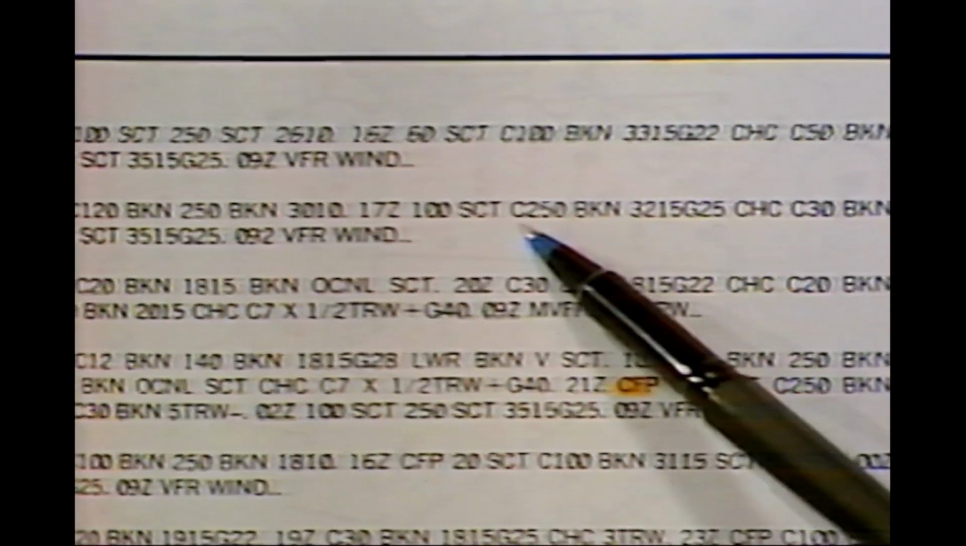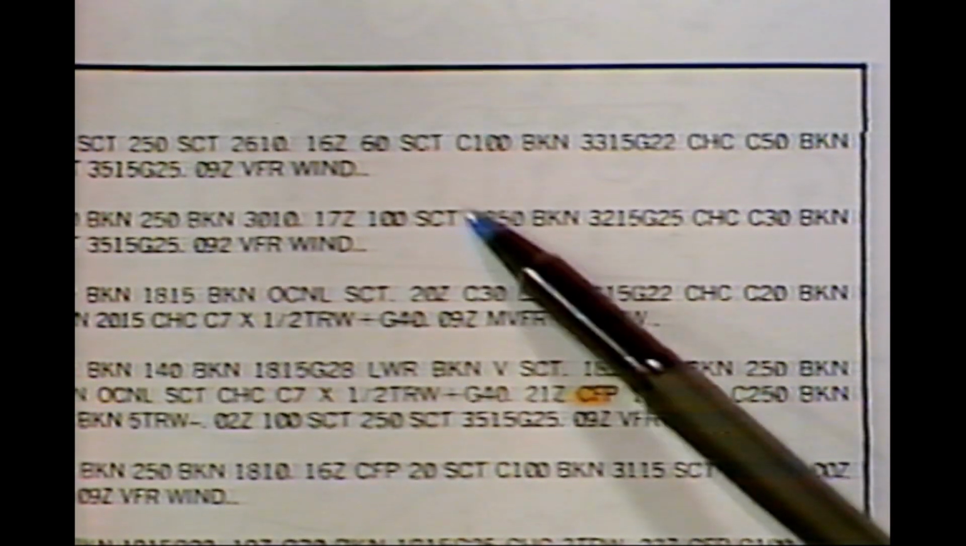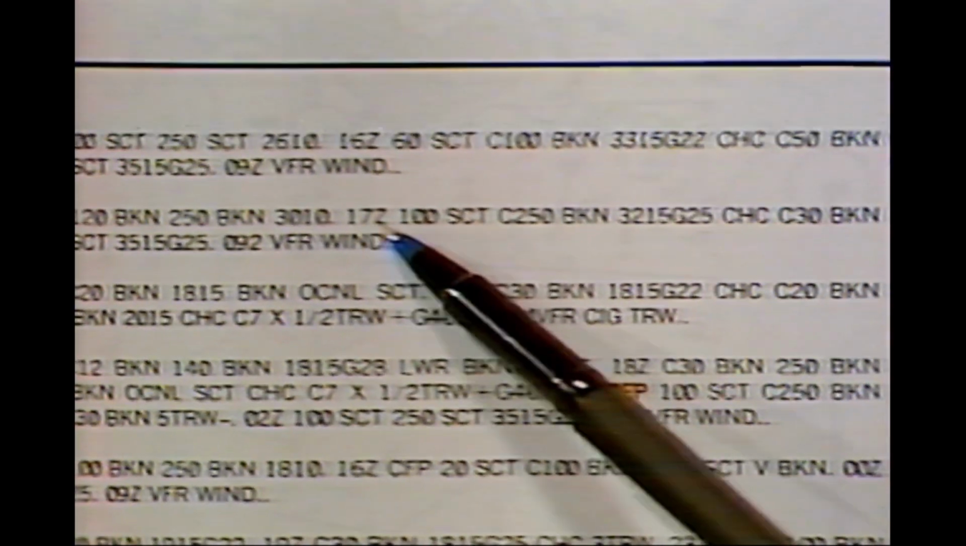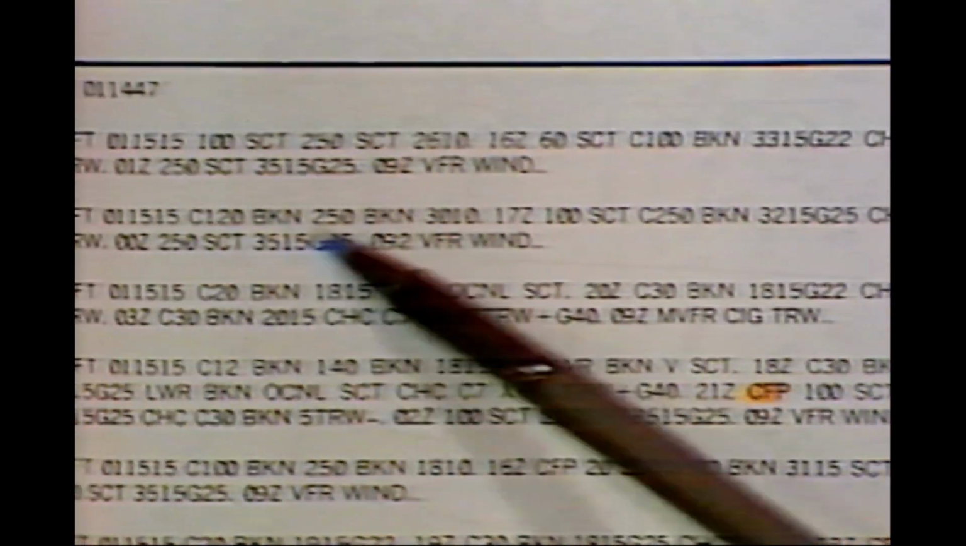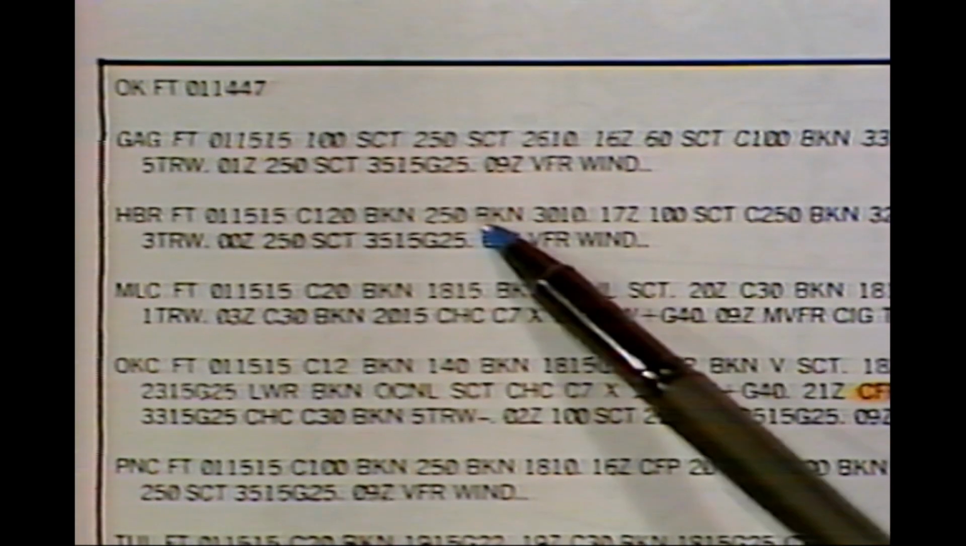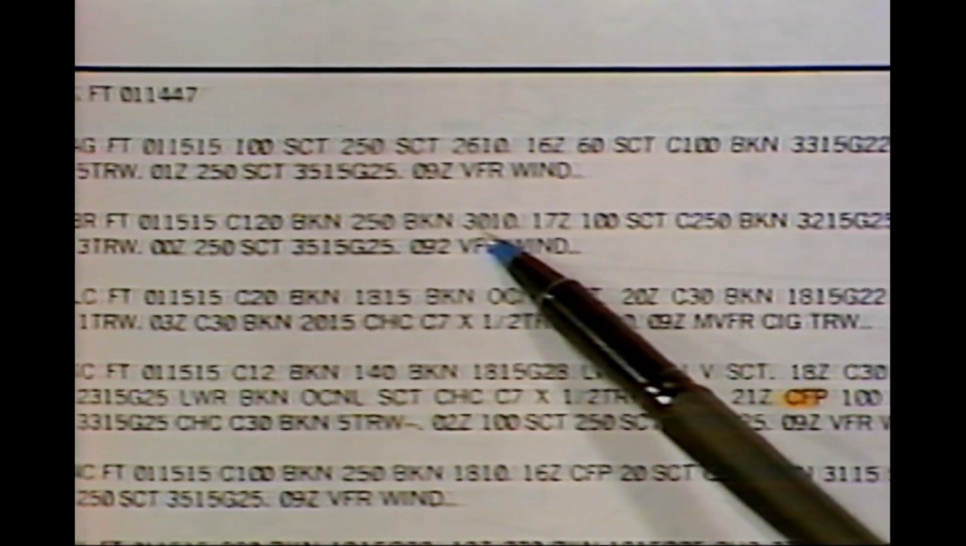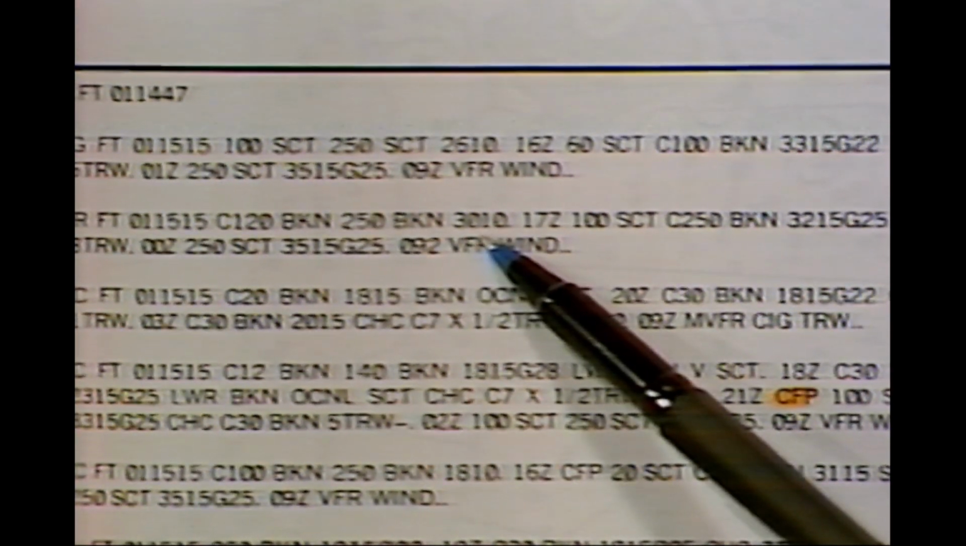And it says at or 16 Zulu. We see the time group that covers 16 Zulu. Here's one that starts at 17 Zulu, so the 16 Zulu is going to be before that. And it says ceiling of 12,000 broken, 25,000 broken, and the winds are 300 at 10 knots. So that's answer number 3, 300 at 10 knots.